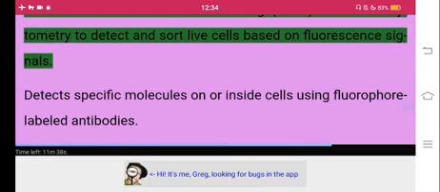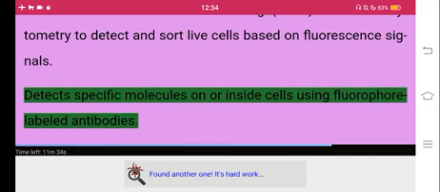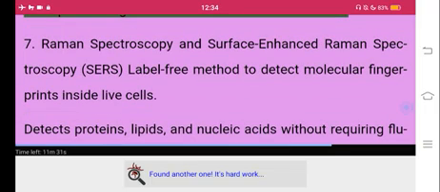6. Fluorescence activated cell sorting, FACS, uses flow cytometry to detect and sort live cells based on fluorescent signals. Detect specific molecules on or inside cells using fluorophore-labeled antibodies. Example: sorting immune cells based on CD markers.